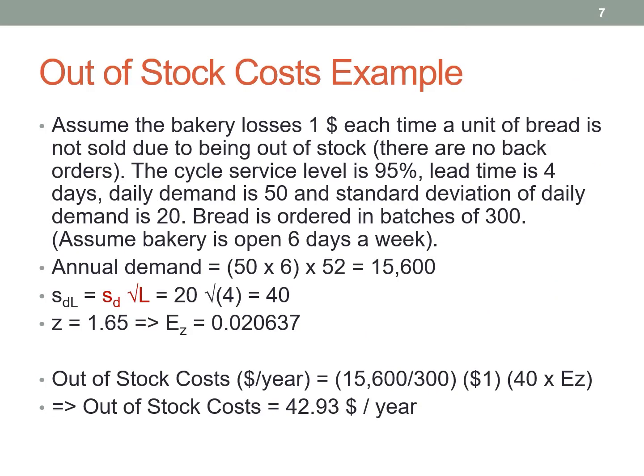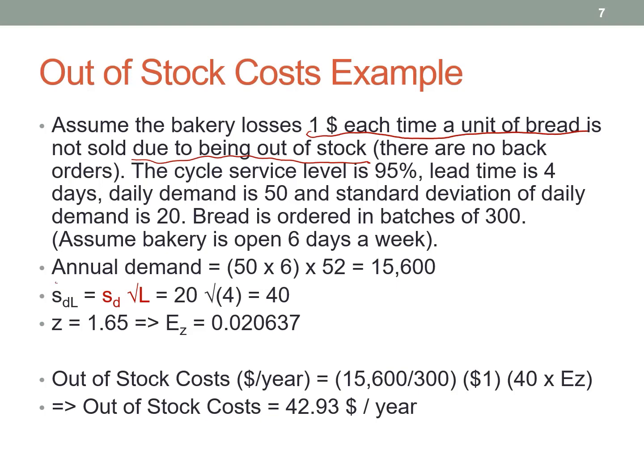Okay, so let's assume the bakery loses $1 each time a unit of bread is not sold due to being out of stock. There are no back orders allowed. The cycle service level is 95%, lead time is 4 days, daily demand is 50, standard deviation of daily demand is 20, bread is ordered in batches of 300, assume the bakery is open 6 days a week.